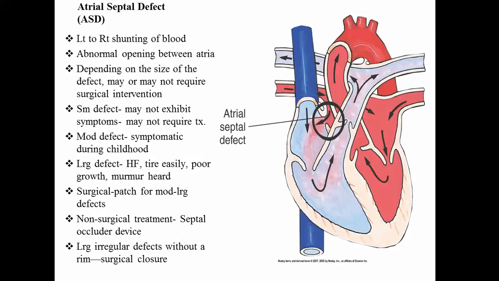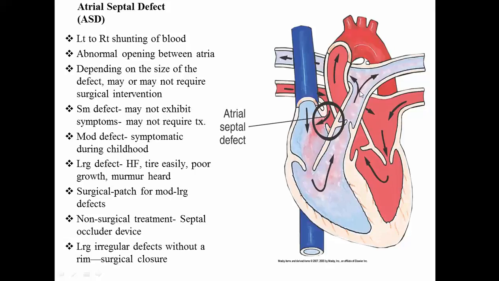All right, our next defect is our atrial septal defect, or an ASD, and that's where you have an abnormal opening between your left and right atrium. So in this case, oxygenated blood is shunted from the left side of the heart to the right side of the heart. So you have increased blood volume passing through the pulmonary artery and then into the lungs. So you have blood coming from the left side over into the pulmonary artery and into the lungs.